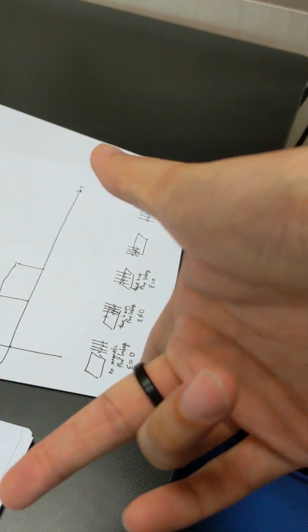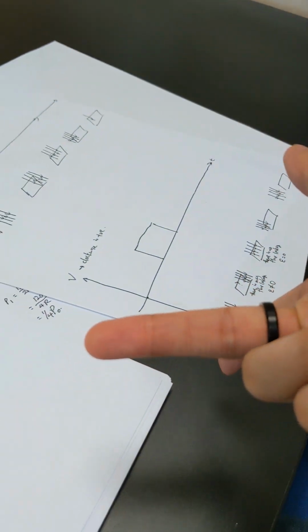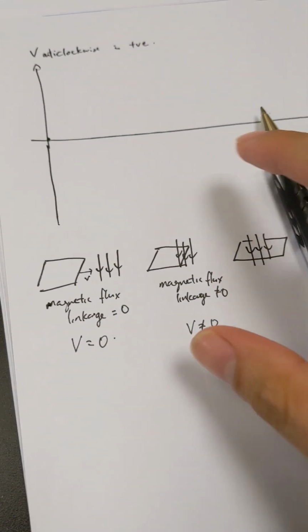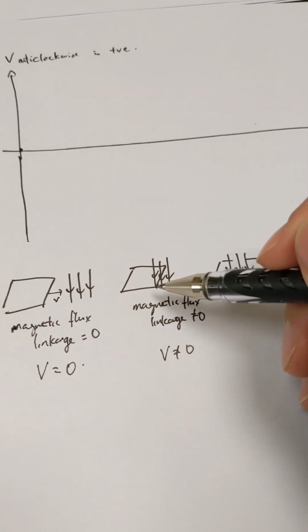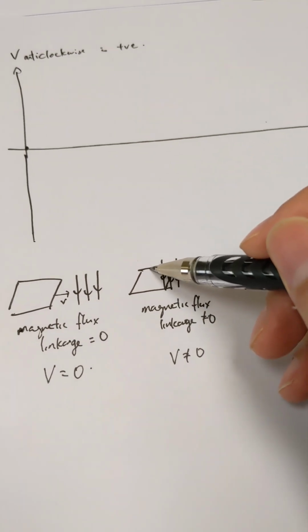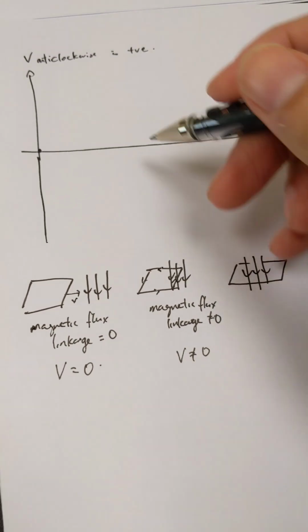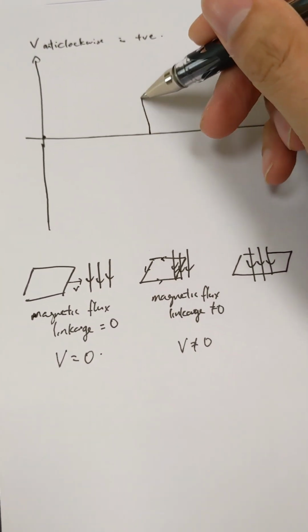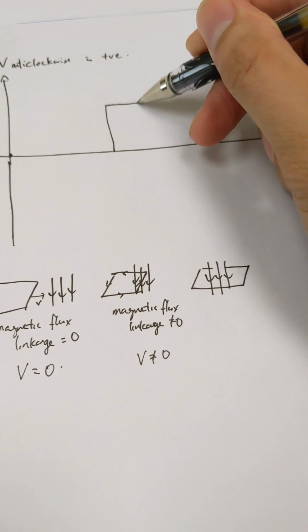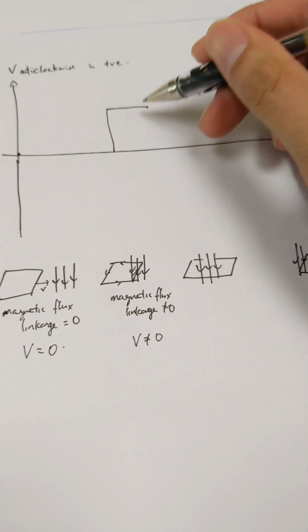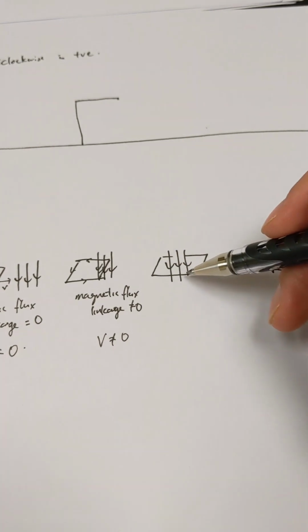So you can see, I'm going to have to contort my hand to do this. You see that the current is going to flow this way, right? So it's going to flow into the paper. This is anti-clockwise. So there's a positive voltage here. And this positive voltage is going to be sustained until all the field lines are inside the loop.